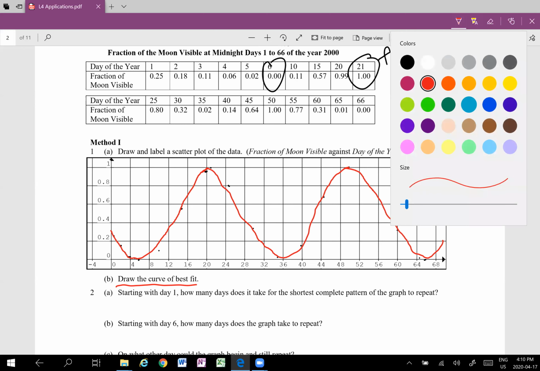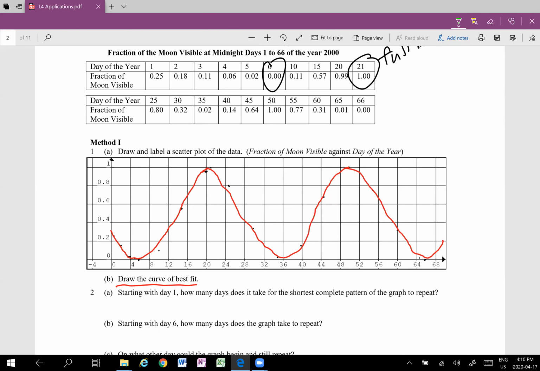Let's answer some of these exploration questions, starting with day 1. Where's day 1? Day 1 could maybe be right about here. That's 2, that's 1, so 1 is probably right about there. How many days does it take for the shortest complete pattern of the graph to repeat? This question is basically asking for the cycle. So where do I see that pattern again? Well, I see it on day 1, and then when do I see it again? Probably right about there, and to me, that's actually day 31.